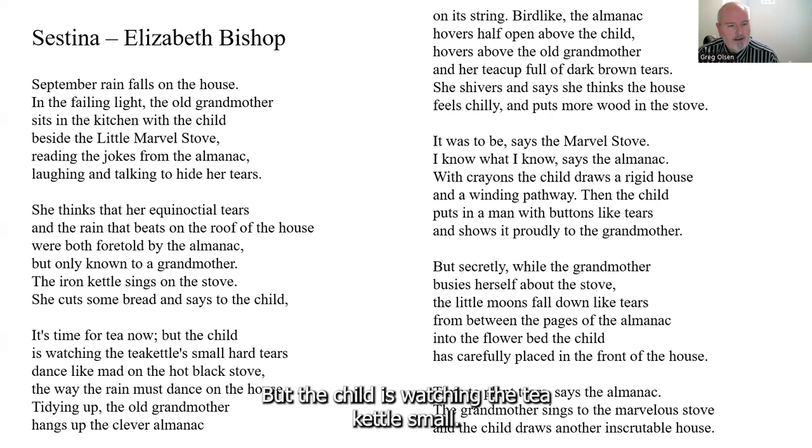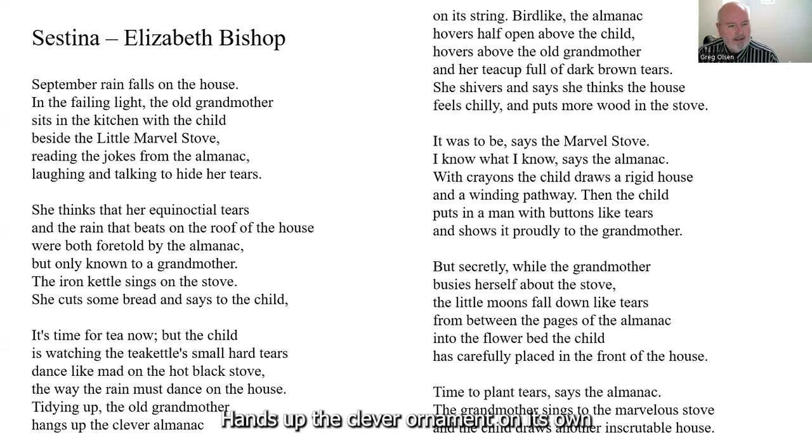But the child is watching the teakettle's small hard tears dance like mad on the hot black stove, the way the rain must dance on the house. Tidying up, the old grandmother hangs up the clever almanac on its string. Birdlike, the almanac hovers half open above the child, hovers above the old grandmother and her teacup full of dark brown tears. She shivers and says she thinks the house feels chilly, and puts more wood in the stove. "It was to be," says the marvelous stove. "I know what I know," says the almanac.